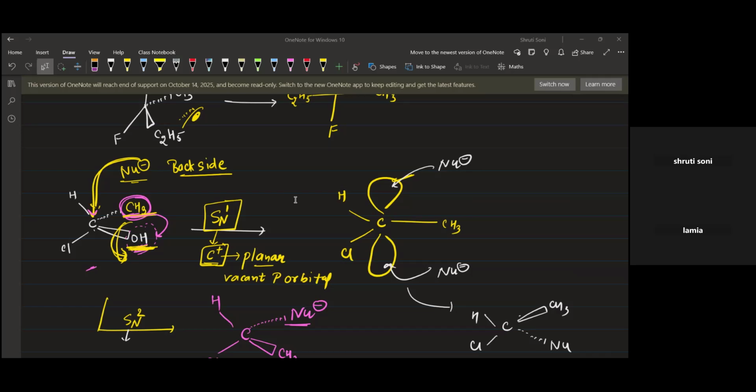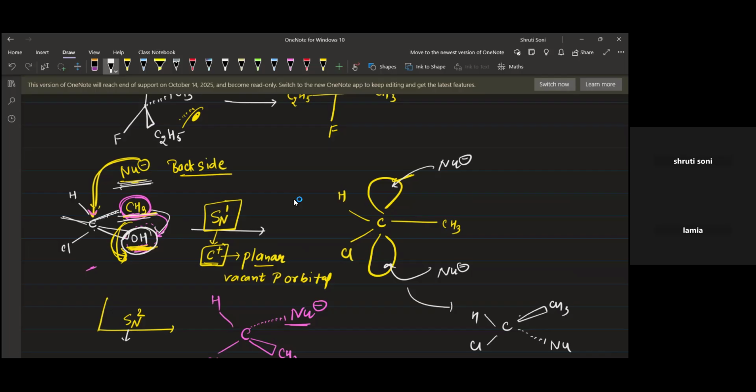Let's suppose here is a nucleophile. When the nucleophile attacks from the back side, it doesn't directly attack the CH3 position. It attacks the back side of the leaving group. Firstly we need to identify which group is the leaving group. That is the most important thing. After that, we add a group directly opposite to the leaving group, and in the vacant position we add the nucleophile.